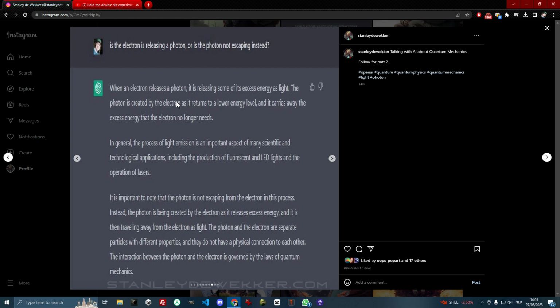Well, that doesn't make sense because photons, so then photons cease to exist and start to exist. And that's kind of weird to me. By the electrons it returns to a lower energy level, and it carries away the excess energy.